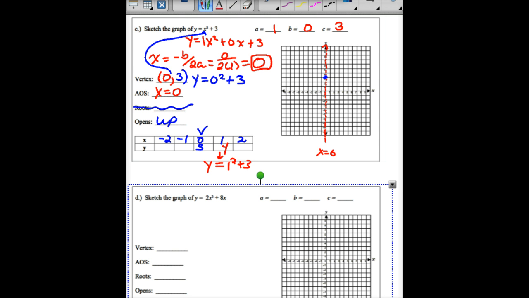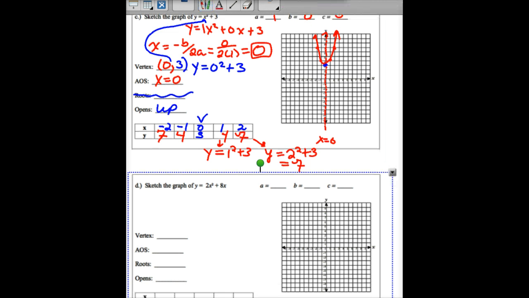Let's go plot it. 1 over, 4 up, and then I get to steal the one that I get with symmetry. For this one, I get y is equal to 2 squared plus 3. 2 squared is 4, plus 3 is 7. And then I get to steal this one over here by using symmetry. So I go 2 over and 7 up, and then I get negative 2 and 7 up. I connect them with that nice U smile shape, and it's done.